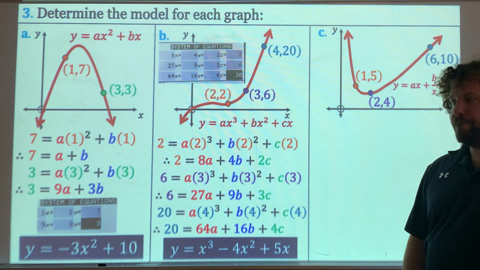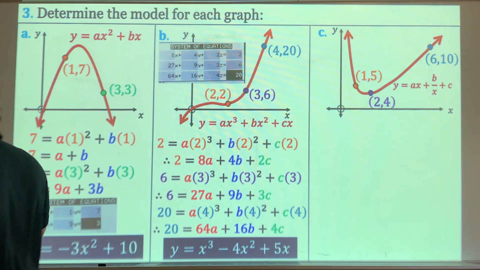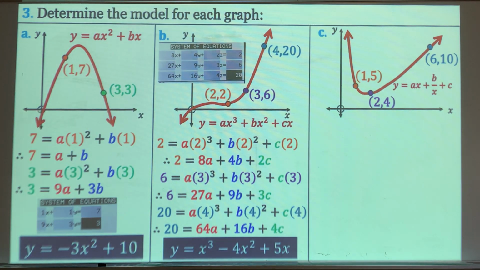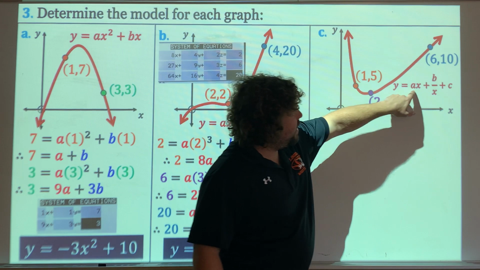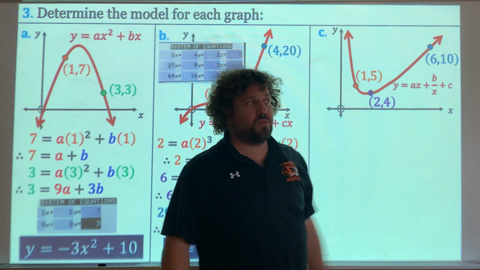All right. C. Look at the formula. Ax plus b over x plus c. The formula changes. Don't just assume the square thing.